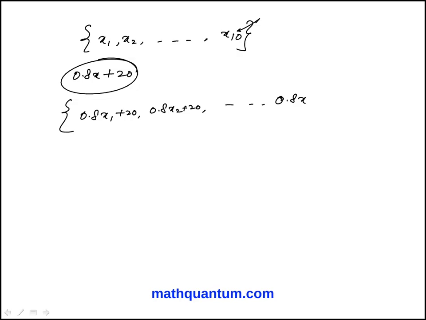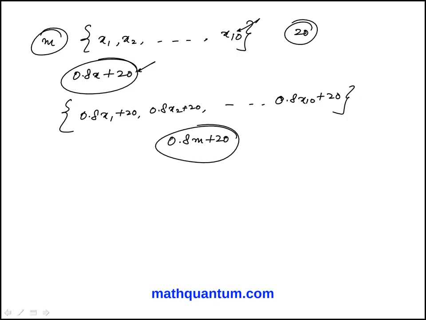And the question is, what happens to the standard deviation once you do this adjustment? So the original standard deviation is 20. If the original mean was m, the new mean would be 0.8m plus 20, because you're going to be adding all these up and dividing by the number of terms, and you'll get a multiplier of 0.8 on the mean, and the 20 you're adding stays the same.